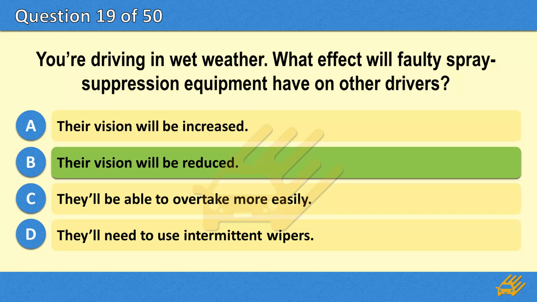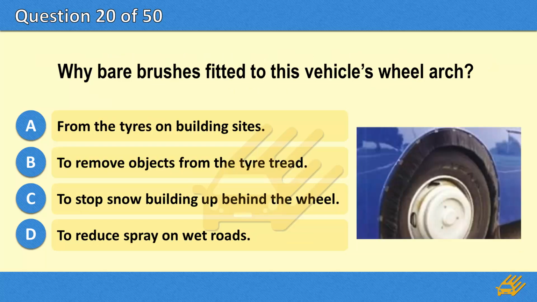The correct answer is B. Their vision will be reduced. Why are brushes fitted to this vehicle's wheel arch? A. To protect the tires on building sites. B. To remove objects from the tire tread. C. To stop snow building up behind the wheel. D. To reduce spray on wet roads.